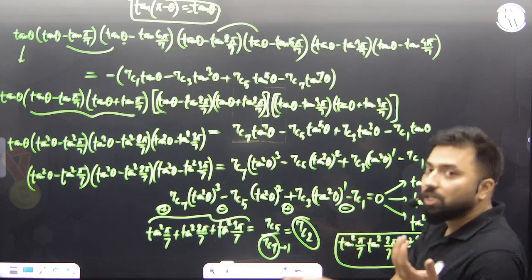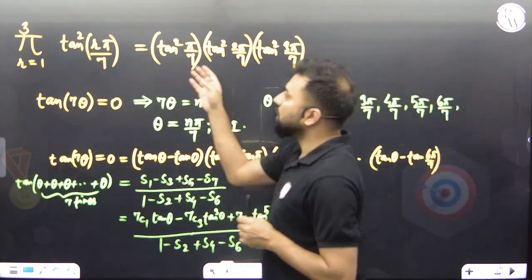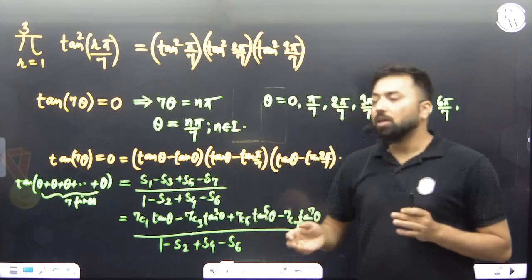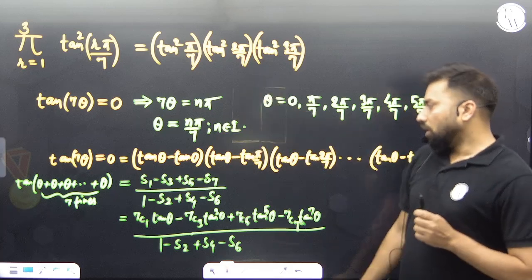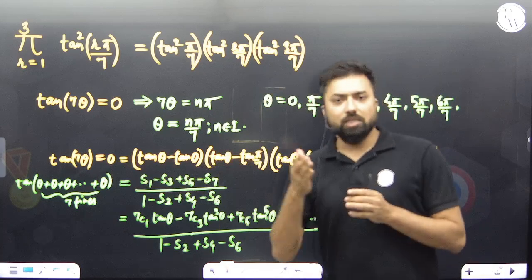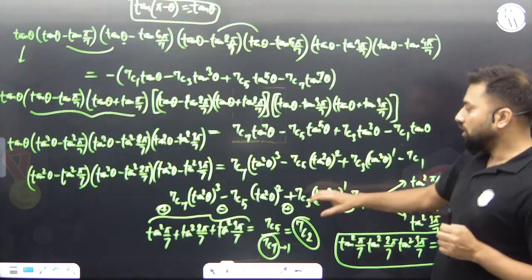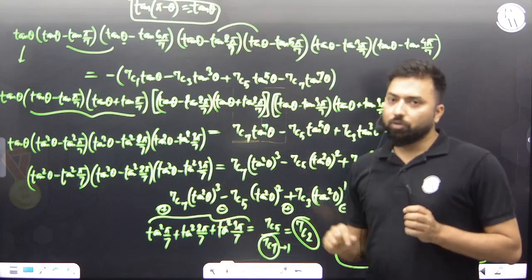What we intended to find was basically the product of these three terms, tan²(π/7), tan²(2π/7), and tan²(3π/7). What we have done here is made use of the trigonometric formula for tan of (a plus b plus c) and so on, and we have used quadratic equations in order to find the value of this particular expression.